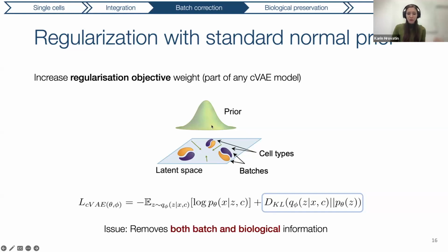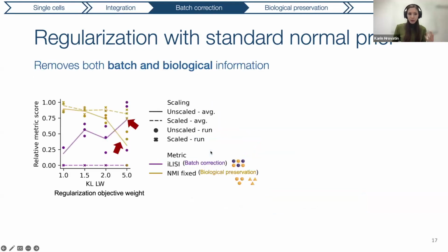And this is what I was also referring to in the answer to the question that, of course, you will get optimal batch removal if everything is mixed together, but this is not what you want to achieve here. So how this looks in practice, and maybe that also helps to explain the question a bit better, is if you increase the regularization objective weight, what will be happening? Your batch correction will increase. However, the biological preservation will also drop.